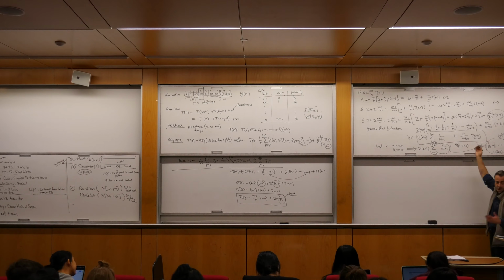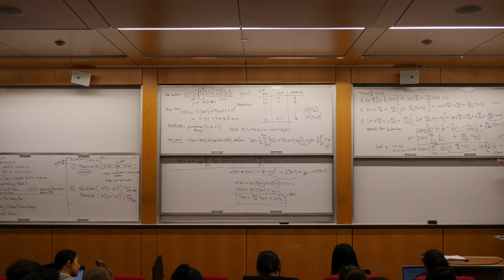T of 1 is a constant. I don't know what it is, but it's a constant. How much is this going to be? N plus 1 times the asymptotic of log n, plus n plus 1 times a constant. The asymptote is going to be n log n, because n times log n is n log n, and this is a linear term that's smaller than n log n. We're done.